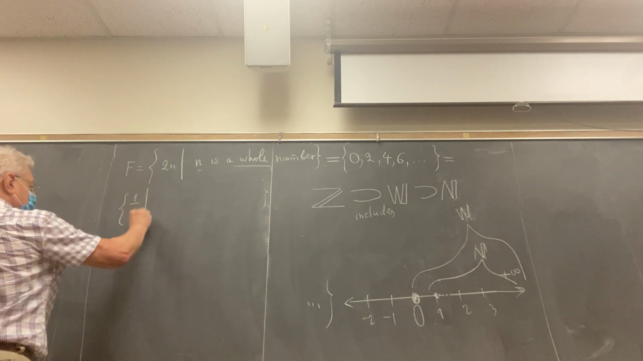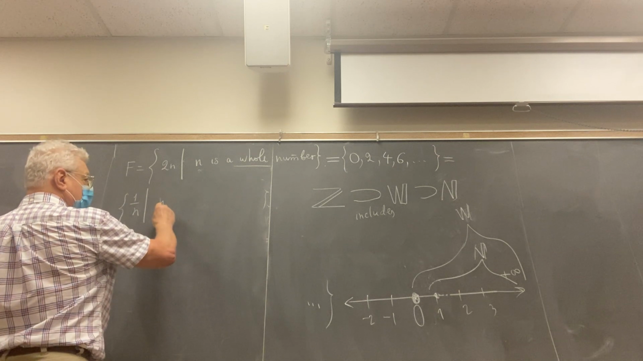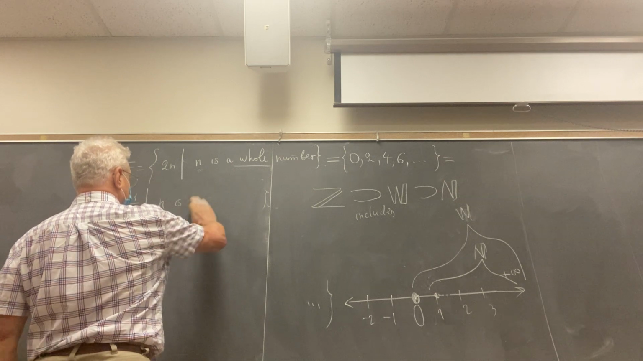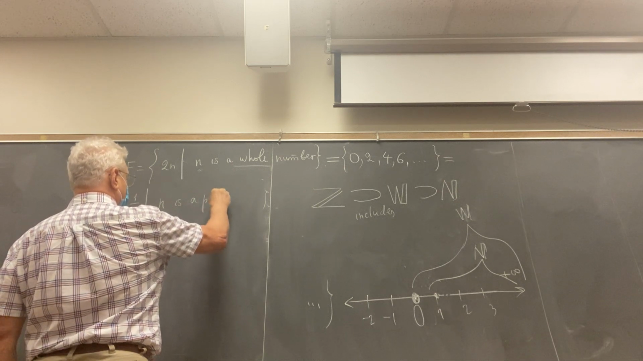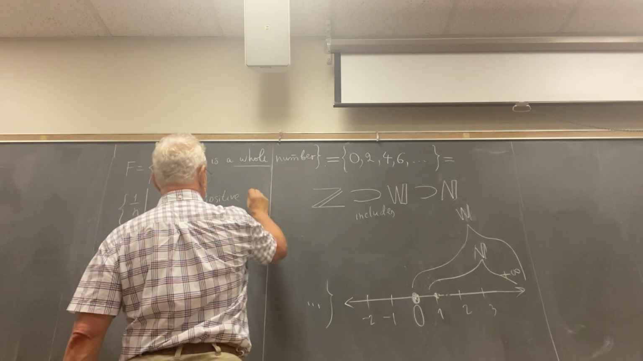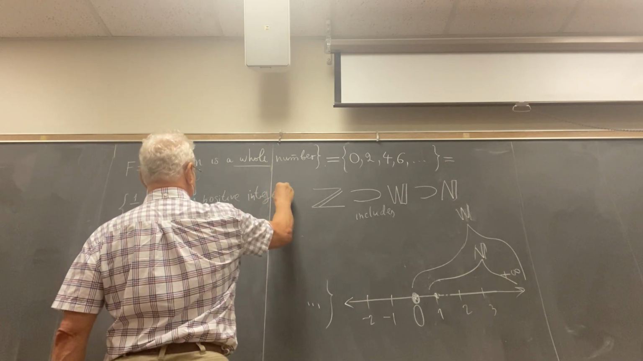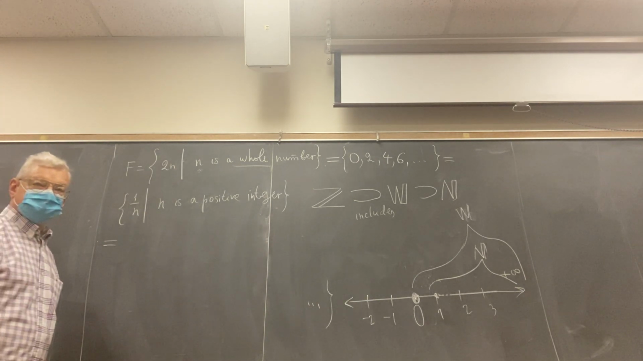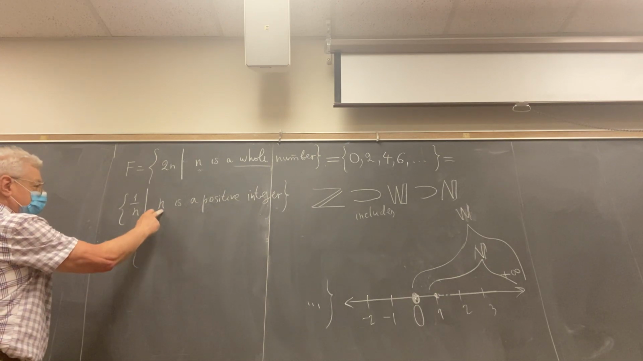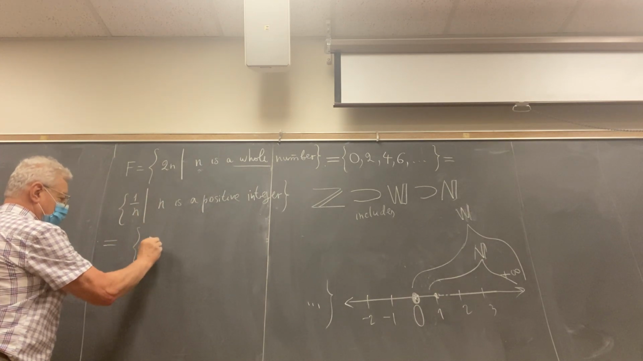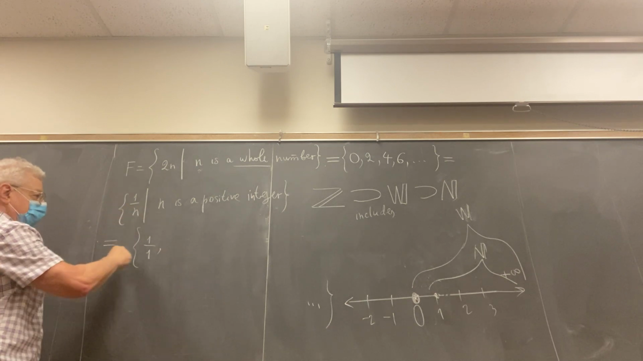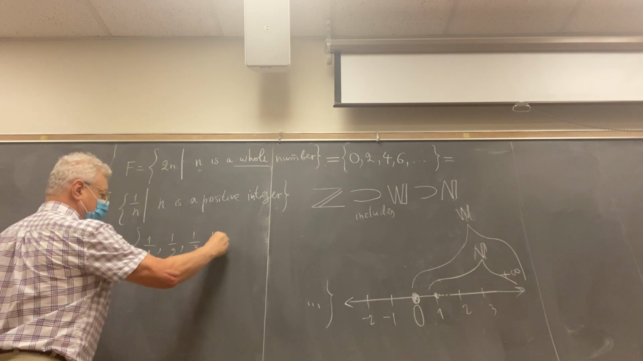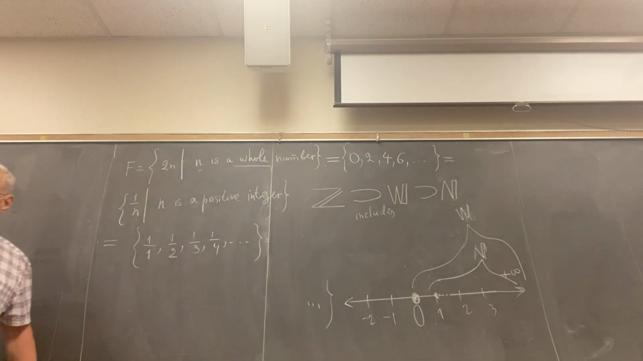1 over n, such that n is a positive integer. So what is that? How to write in the listing form? So n equals 1. It will be 1 over 1. I plug in for n, positive integer. Next is 2. I just write 1/2. Then I write 1/3. Then I write 1/4, and so on. You got an infinite set.